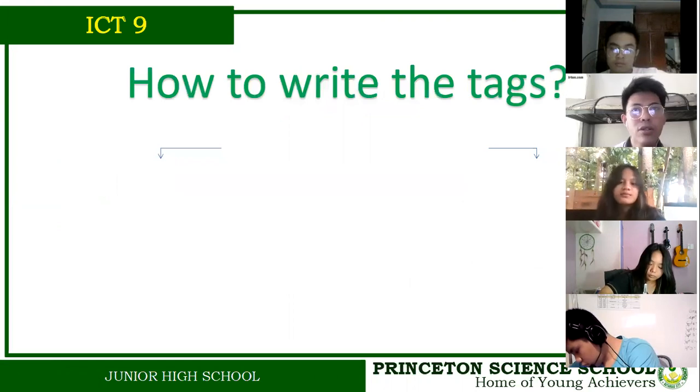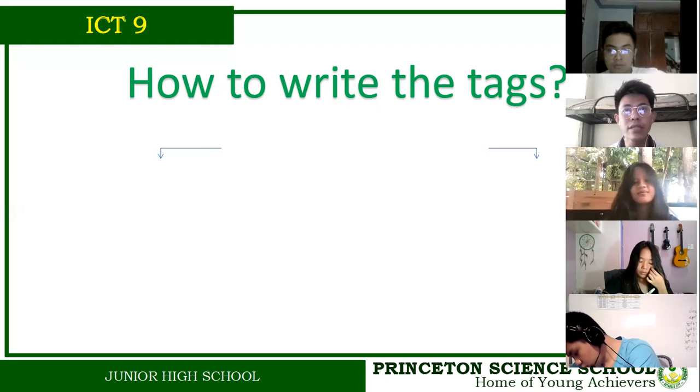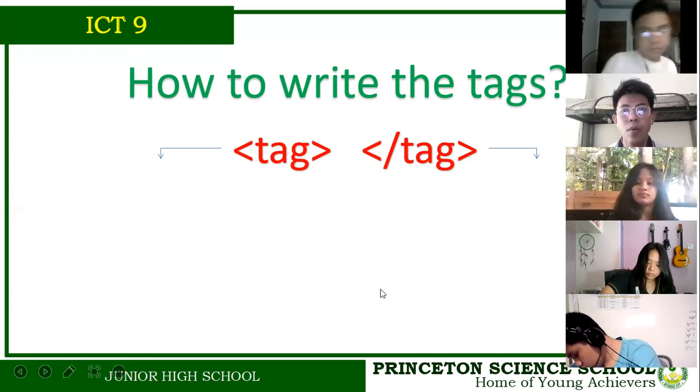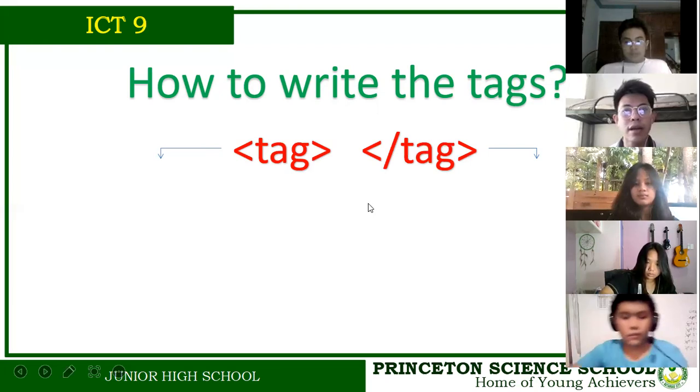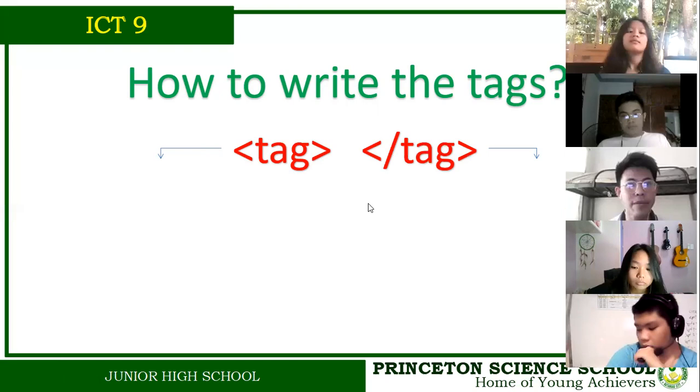Okay, so how do we write tags? Earlier I said that there are some rules that you're going to follow in writing down tags. An example of this is like this. For example, this is a tag, a specific tag here. What can you see about this example tag? Can you tell about this example tag?